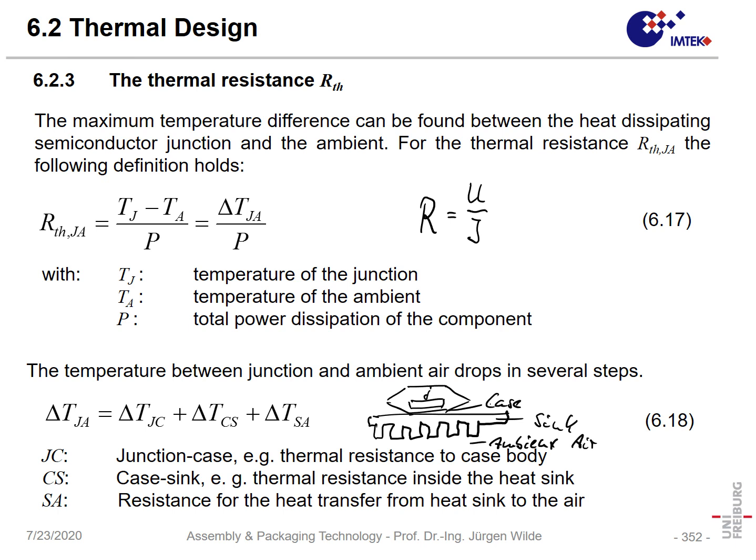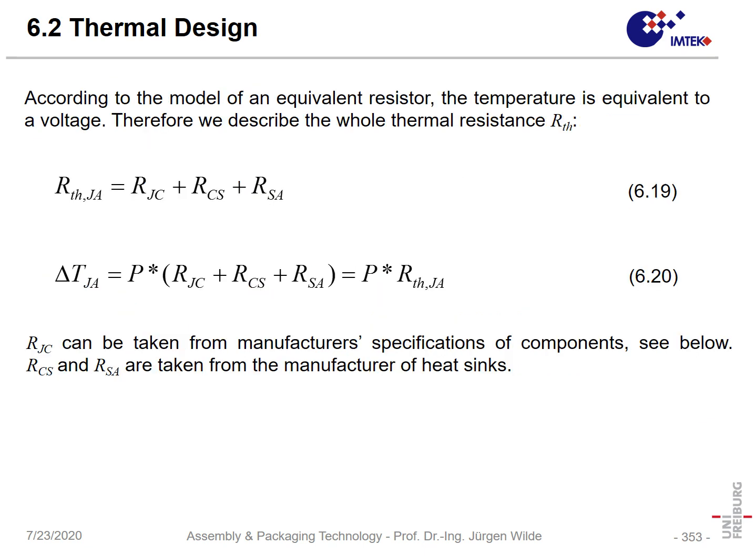And in that way, you could estimate what is the delta T junction case, and what is the delta T case sink, and what is the delta T sink ambient. And so, because temperature is proportional to resistance, you could say the resistance is the resistance junction case plus the resistance case sink plus the resistance sink ambient. And in that way, the temperature increase is the power multiplied with the sum of these individual resistances.